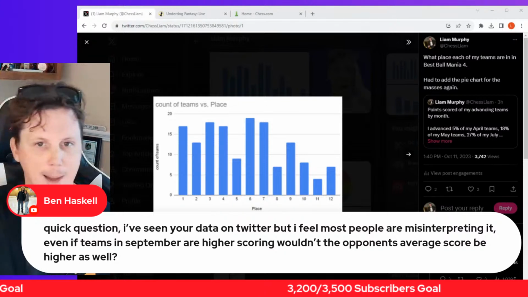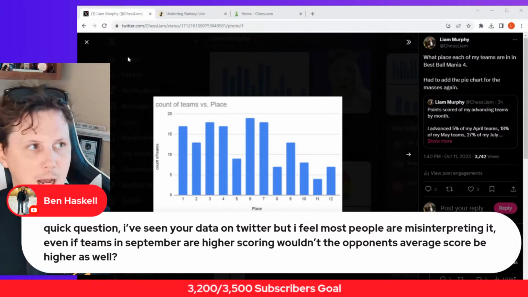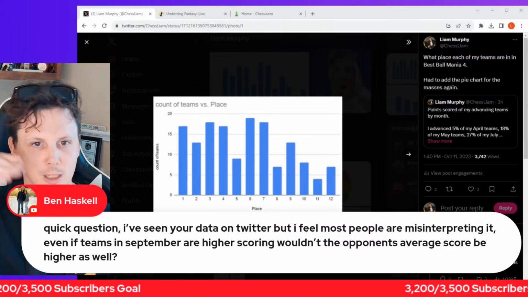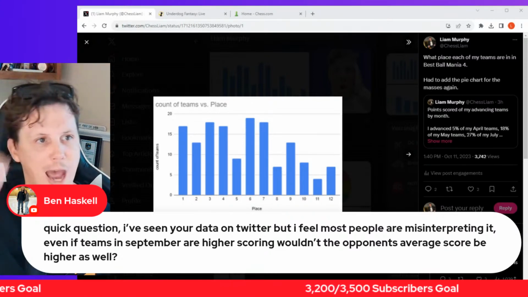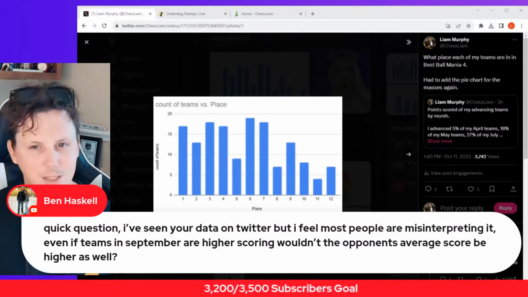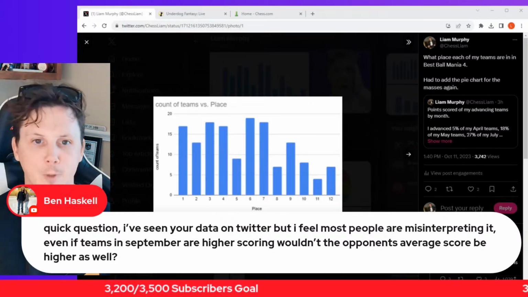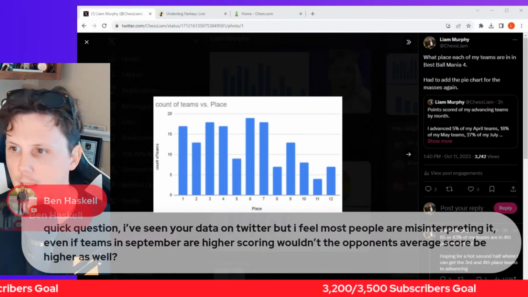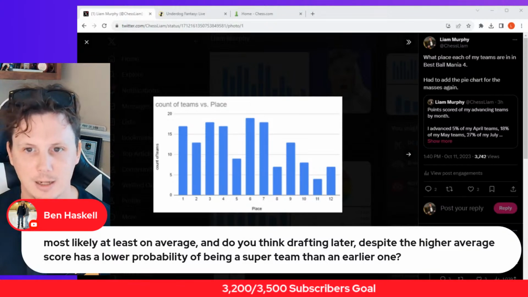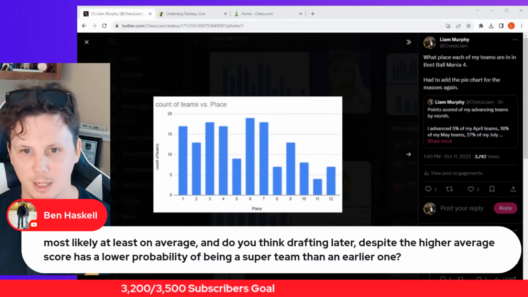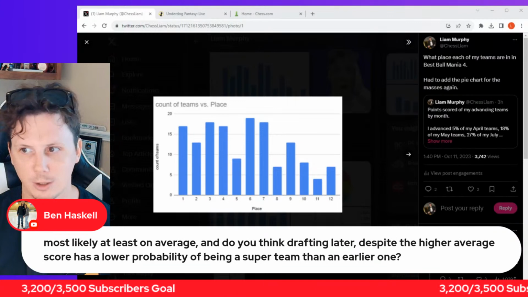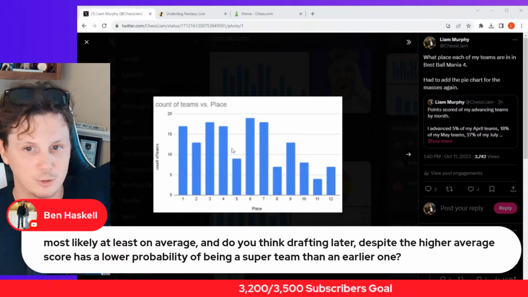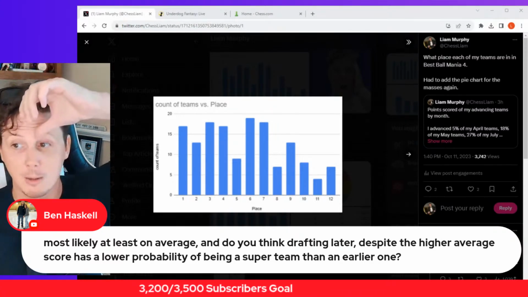And that's what I try to capture with the average score of the advancing teams, trying to show you the line to hit. The average score of my advancing teams is a rough proxy for what you needed to hit to advance, which is not perfect because it's unique to me. Then he says, do you think drafting later, despite the higher average score, is a lower probability of a super team than an earlier one? Well, that kind of bears out with my one random May team being above 700 and none of the other teams. But it really depends.